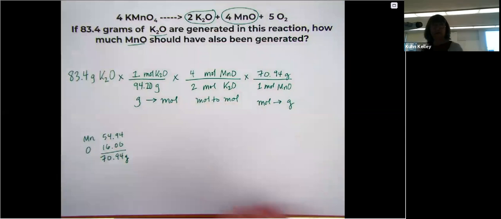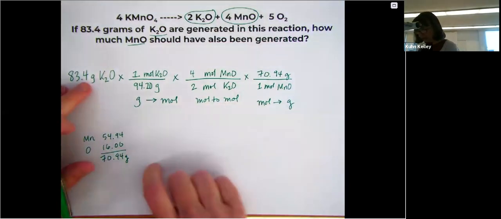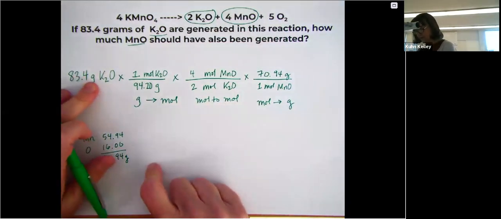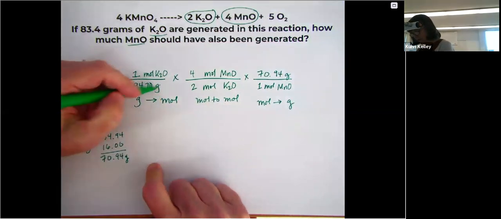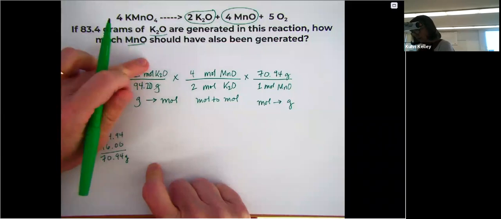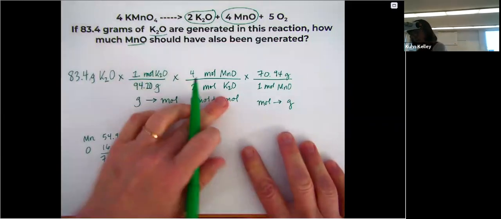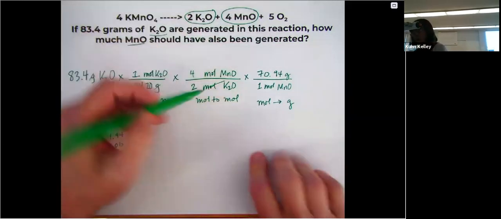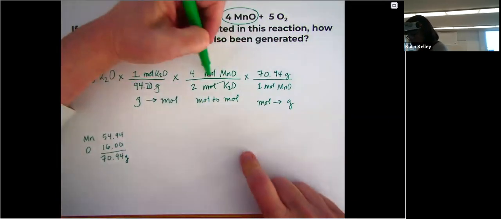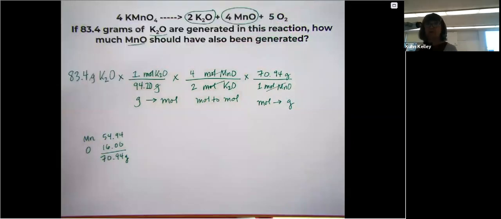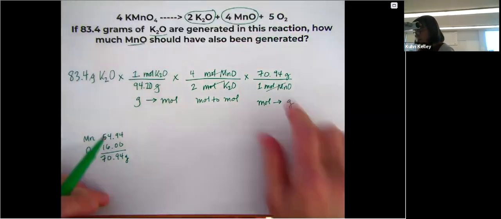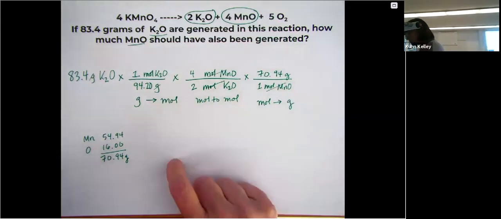So let's look at my units to make sure I've set this up correctly. I've got grams of potassium oxide. These are the grams of potassium oxide in 1 mole. I've got moles on top of potassium oxide, moles on bottom, so that cancels. I've got moles of manganese oxide on top, moles of manganese oxide on bottom. Remember, anything in both the numerator and the denominator cancels as far as units. And then I'm ending up at grams. That's what I want to do.